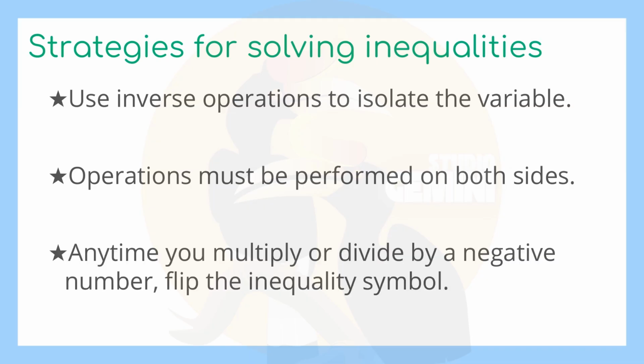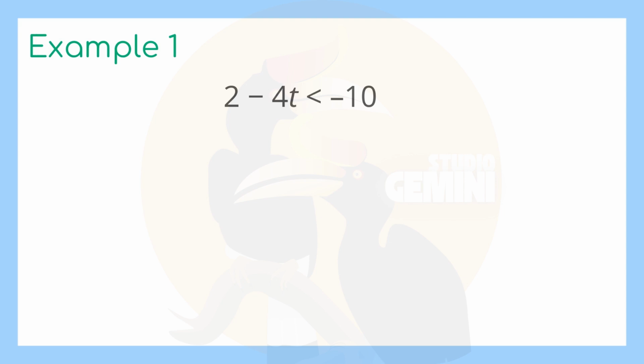And lastly, anytime you multiply or divide by a negative number on both sides of the inequality, you need to flip the inequality symbol. Let's look at our first example. 2 minus 4t is less than negative 10. We'll start by using inverse operations to isolate the variable t.